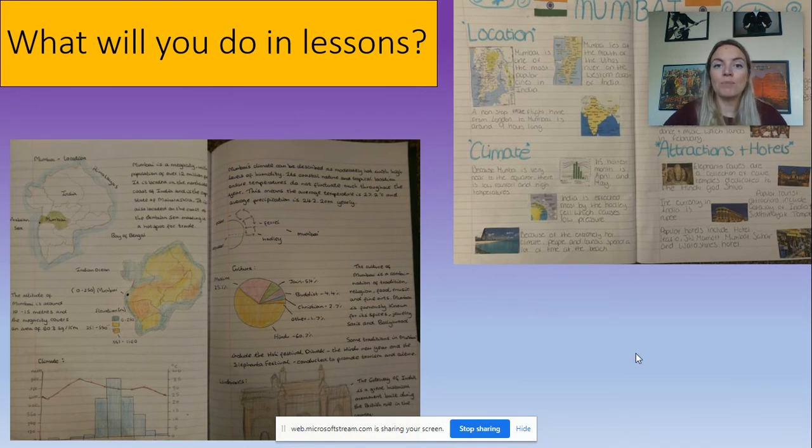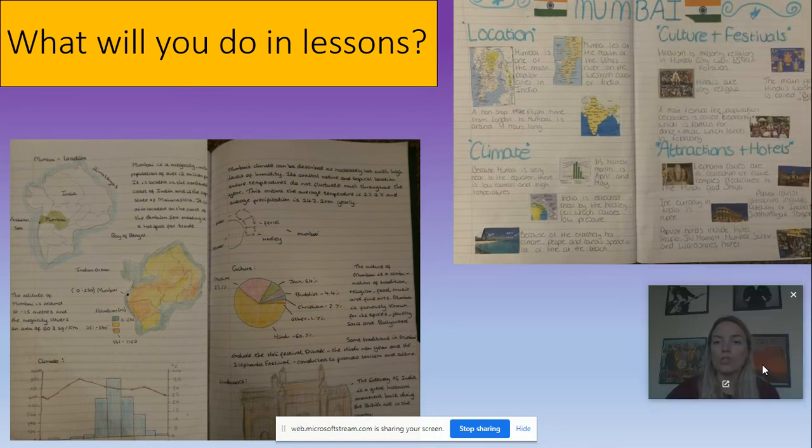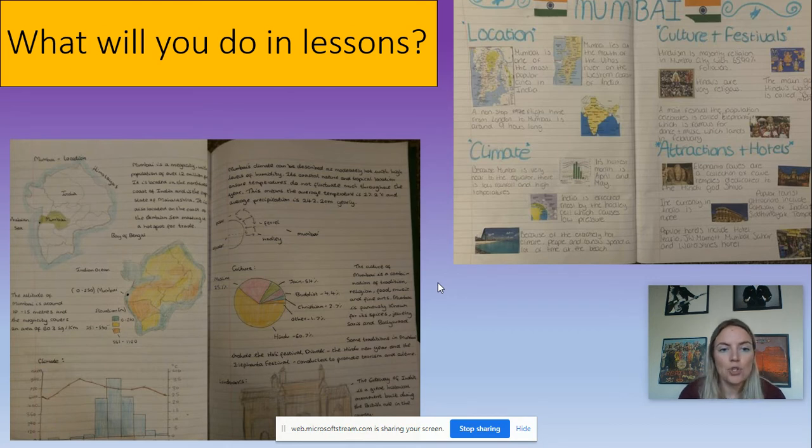So lessons, what we do in lessons, it's very varied. So I've just included here some of the work that we've done recently. So you'll see that we've been doing Mumbai. So we are on topic 3. We have done some brochures for Mumbai. We've looked at climate graphs. We've done some map work on it. We've got obviously really well presented work in our books.